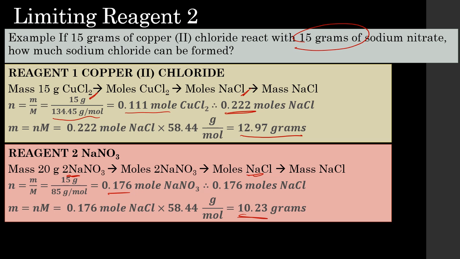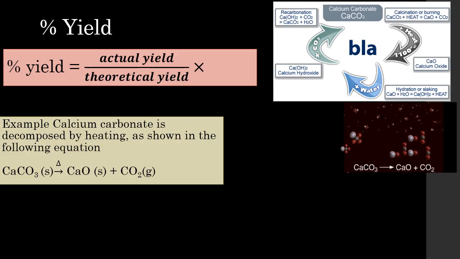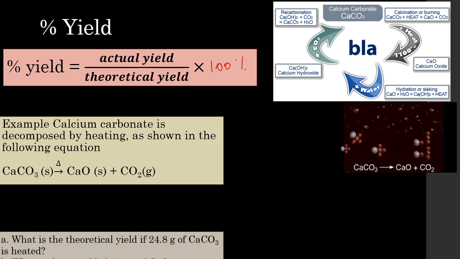So this one here is smaller. That means that's going to be our limiting reagent because it produces less sodium chloride. In reality, we never get 100% of what we expect. So we now think about the percent yield. How efficient is your chemical reaction going to be? That's described by the percent yield. The theoretical yield is what we work out through stoichiometry. The actual yield is what you measure in the lab when you do it.